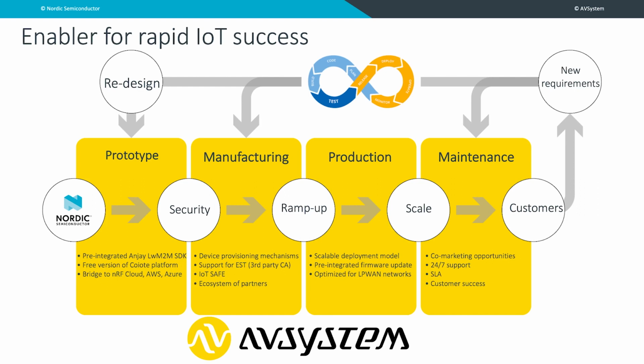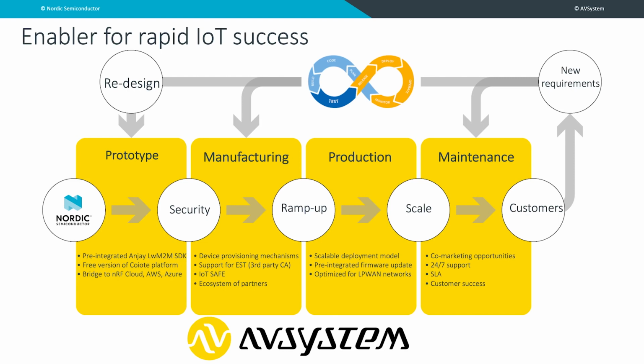Now, once you prototype your device, you are happy with it, you are thinking about starting mass production, you are going to the manufacturing phase. In this manufacturing phase, we can support you in terms of security, especially device provisioning. We are providing support for EST, enrollment over secure transport, with bindings for third-party certificate authorities, IoT Safe, and the whole ecosystem of our partners in this step.